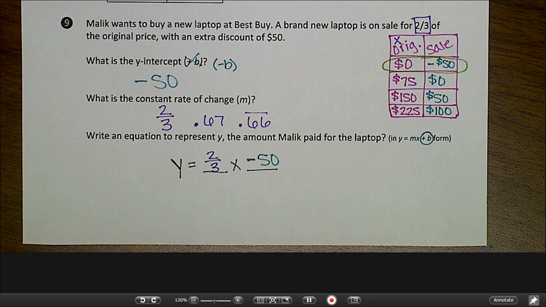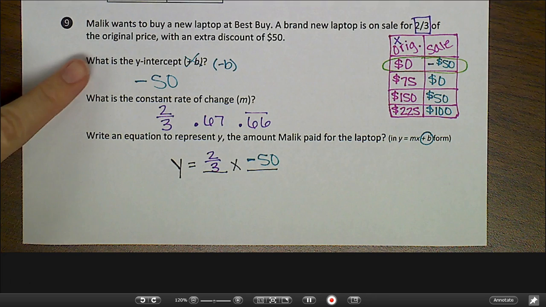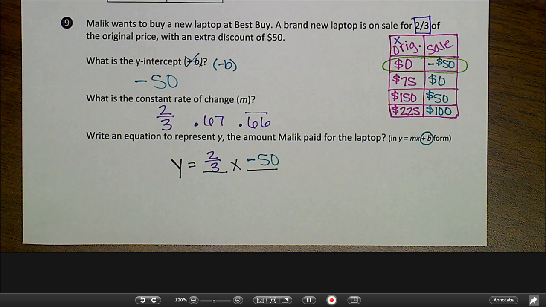So please put a star next to this, and specifically which part is giving you the most trouble, so that you can ask your teacher about this when you finish the review if you have any questions.